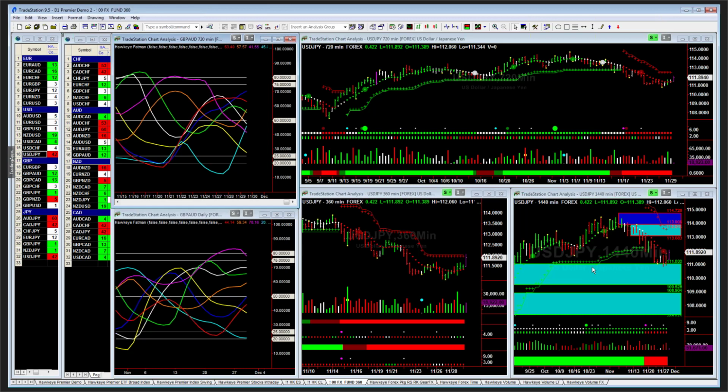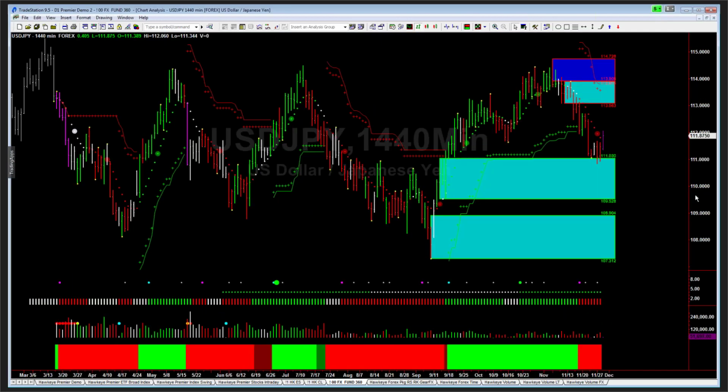So we call this a support or a demand zone. And it's an aqua color, which means it's the first time that price has come back down to this level since it has been established. So if we expand the chart, we can see it's been trading in this range for quite some time. Okay, it's come into it, come out of it, come into it, come out of it. All right, but this is the first time it's come back to this particular zone.